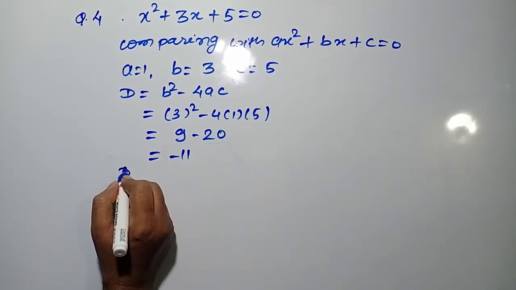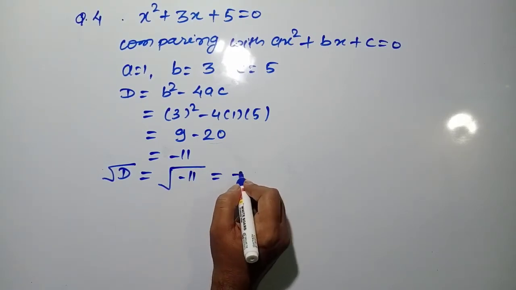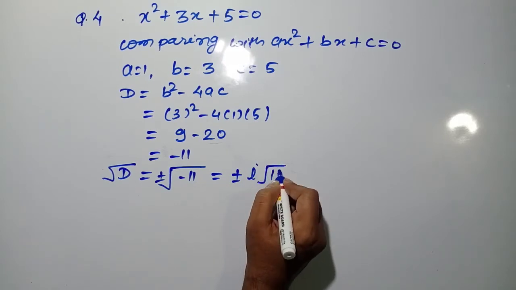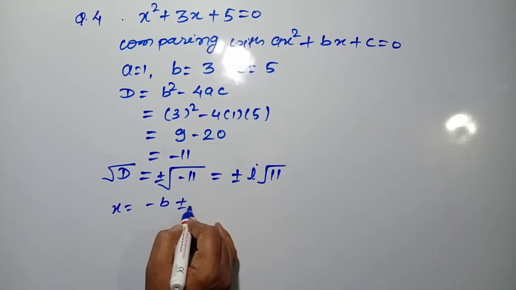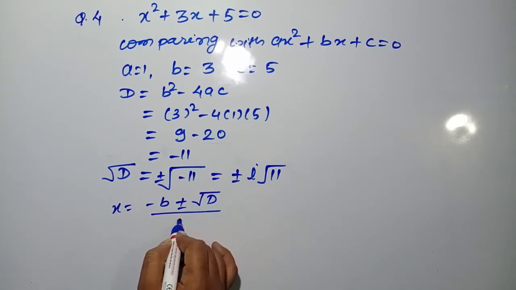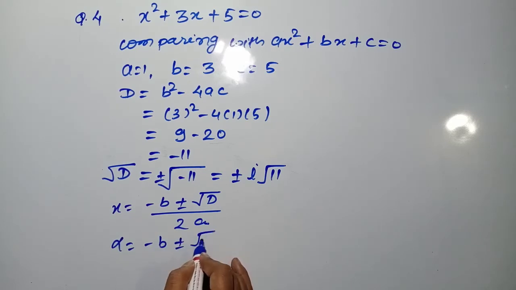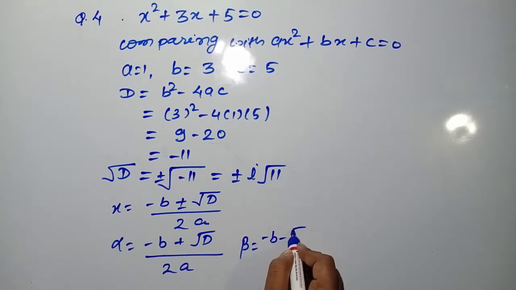So 9 minus 20, we are getting minus 11. So D is equal to minus 11, and square root of D is plus minus square root of minus 11, so plus minus iota root 11. So the roots of this equation, x is equal to minus b plus minus root D upon 2a. So alpha is what? Minus b plus root D upon 2a, and beta is what? Minus b minus root D upon 2a.